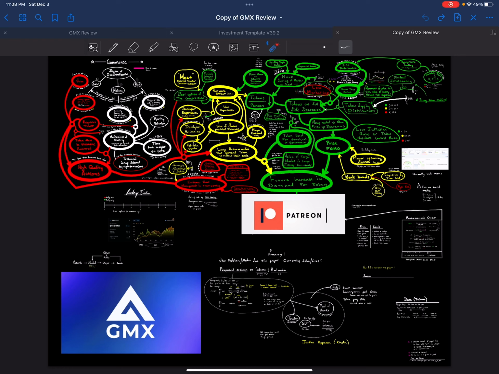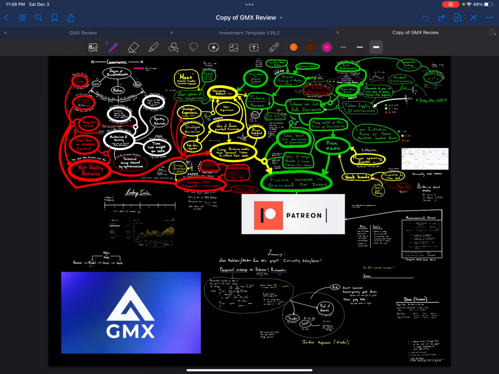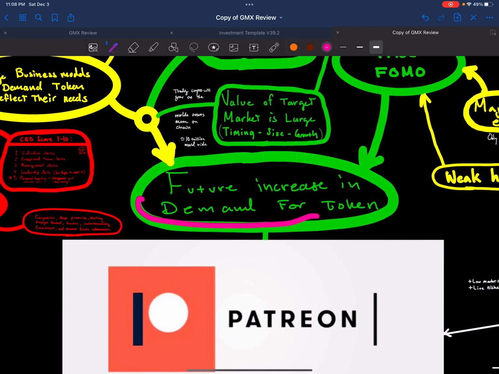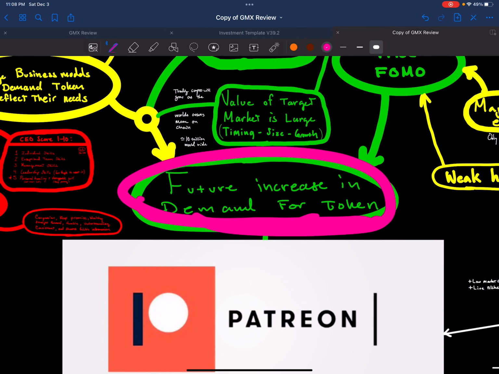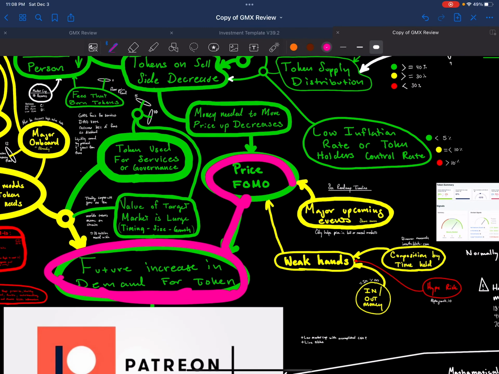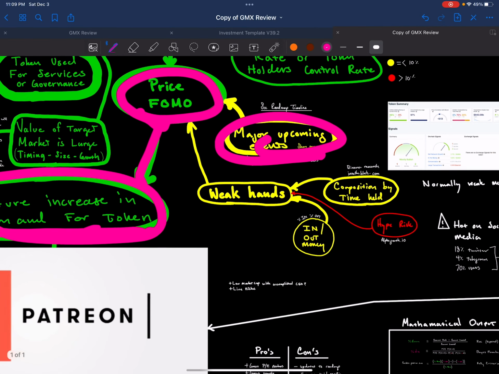Now I'm going to dive into the token price and whether or not my model expects the token to perform. So the model expects the token to perform. The token expects a future increase in demand. Price FOMO is expected. Now, the roadmap hasn't been updated in a while, so that is a neutral reading.